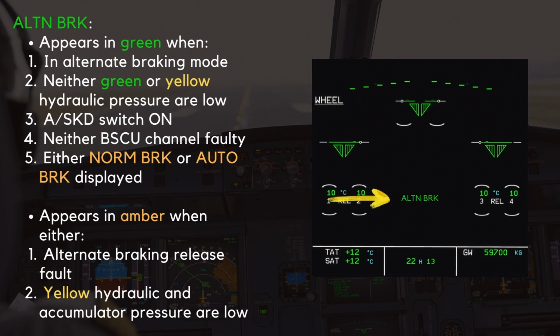Alternate braking appears in green when 1. In alternate braking mode. 2. Neither green or yellow hydraulic pressure are low. 3. The anti-skid switch is on. 4. Neither BSCU channel is faulty. 5. Either normal braking or auto brake is displayed. It appears in amber when either 1. An alternate braking release fault occurs, or 2. The yellow hydraulic and accumulator pressure are low.